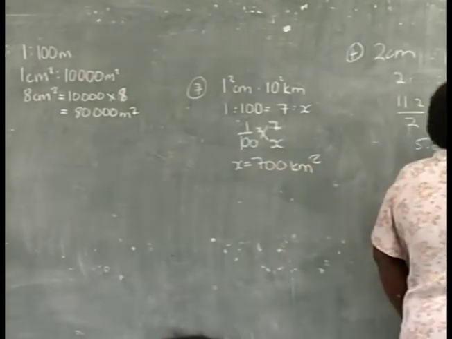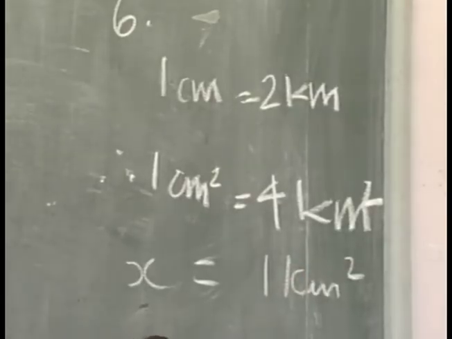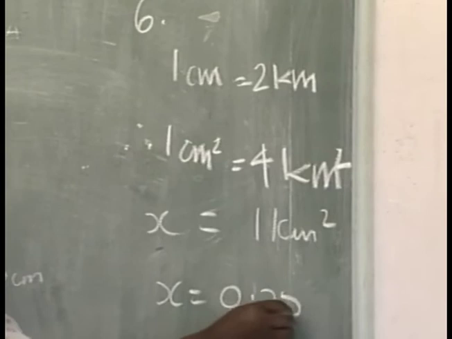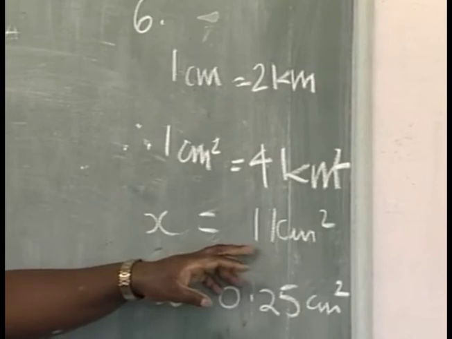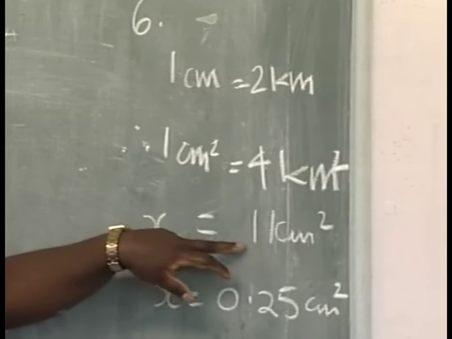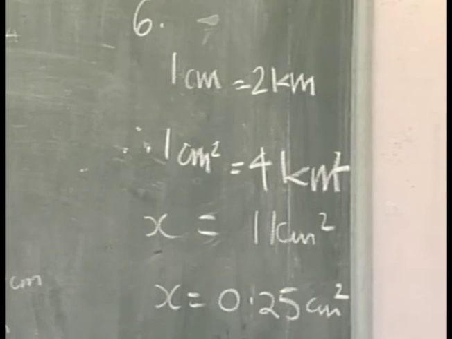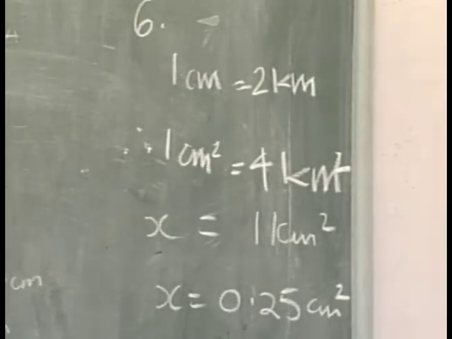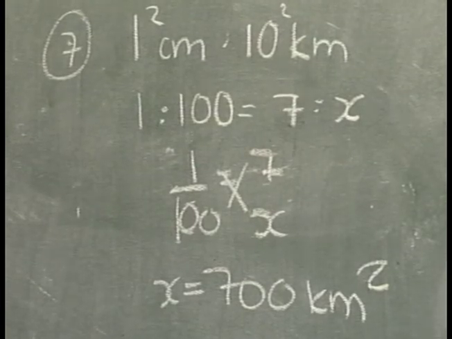You are asked how many square centimeters will be equal to 1 square kilometer. X will be 0.25. Okay, to use ratio and proportion, if you look at this, to go from 4 to 1, you divide by 4. All you have to do is divide 1 by 4 and you get 0.25. So 0.25 square centimeters will be equal to 1 square kilometer. Number 7, 700 square kilometers. Where's my number 7? Yes.